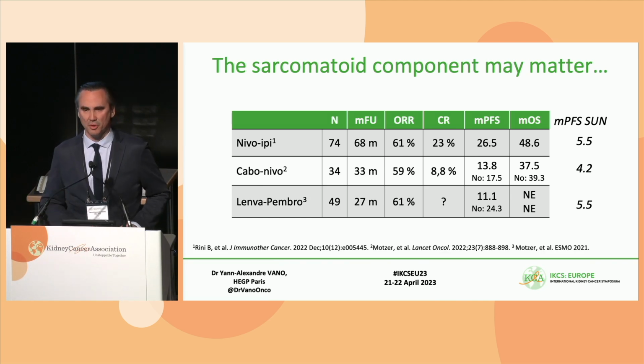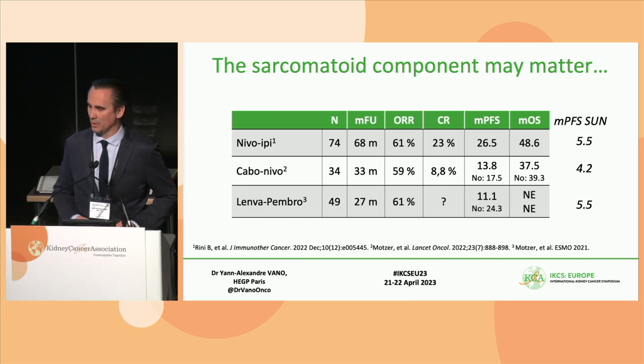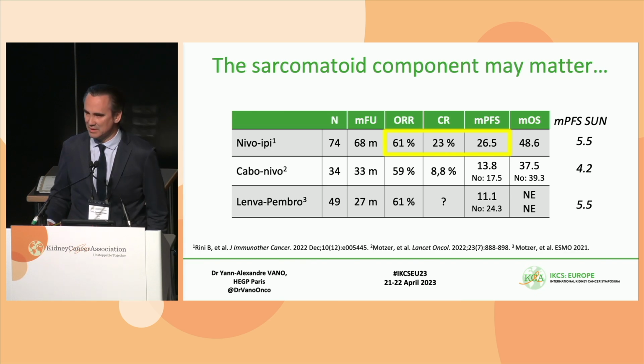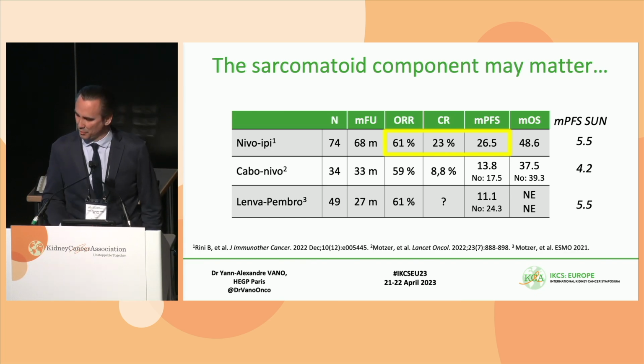The sarcomatoid component probably may matter a lot. You know that is a poor prognosis factor. You see on the right the median progression-free survival with sunitinib in case of sarcomatoid component. This is very poor PFS rate. But look at the data with Nivo-EP, really impressive data. 23% of complete response, 26 months of median PFS, which is really impressive in this poor prognosis population.